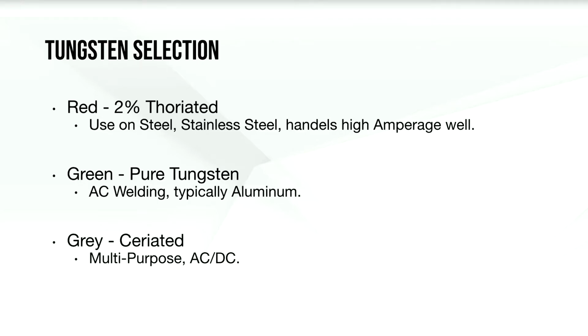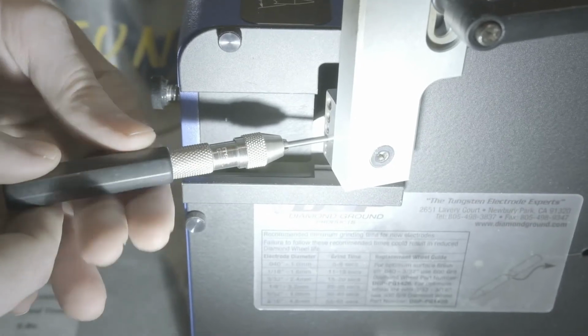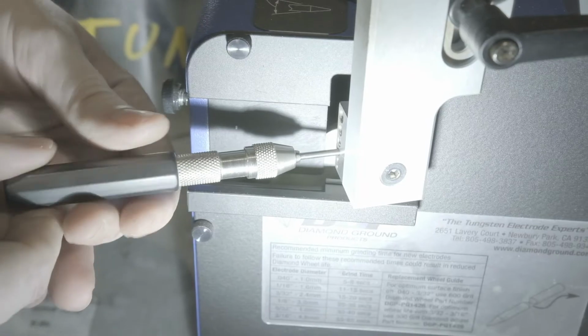To note on the red tungsten, it is thoriated, which means it is slightly radioactive. No, it's not going to hurt you. The only real danger that comes from it being radioactive is the radioactive dust created when grinding it. So use the vacuum system in the Piranha 3 when grinding the red tungsten. That will collect the tungsten dust and it will not be a hazard.